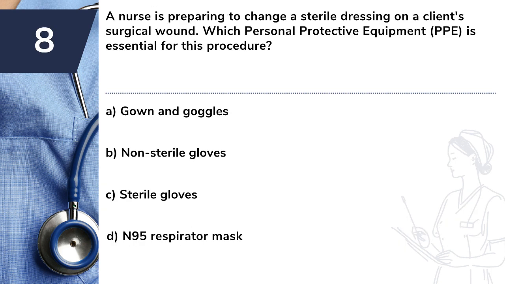Question 8. A nurse is preparing to change a sterile dressing on a client's surgical wound. Which personal protective equipment, PPE, is essential for this procedure? A. Gown and goggles. B. Non-sterile gloves. C. Sterile gloves. D. N95 respirator mask.